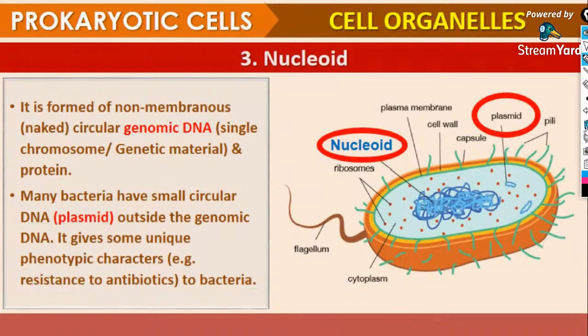So we have completed nucleoid, a single chromosome without a membranous covering, and plasmid, an extra chromosomal material outside the single large chromosome. Okay.